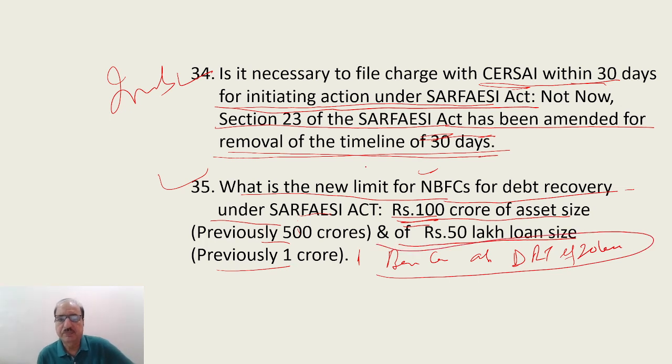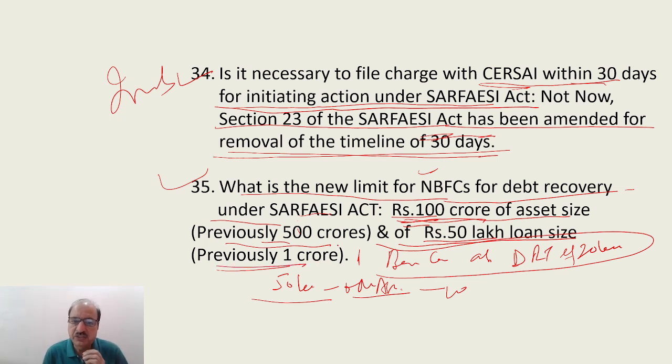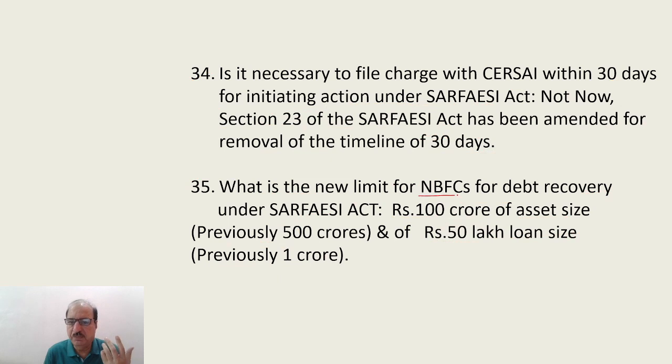But NBFC cannot go for SARFAESI Act unless the minimum outstanding amount is 50 lakh now, and their asset size is 100 crore. Only then they can move under SARFAESI against any defaulting borrower. Minimum 50 lakh and asset size 100 crore. Previously it was 500 crore and 1 crore. Previously the outstanding had to be minimum 1 crore and asset size 500 crore, only then NBFC could go for the SARFAESI Act. Now the Act has been amended to give relief to the NBFCs. Now they can go under SARFAESI if the outstanding is 50 lakh and asset size is 100 crore.